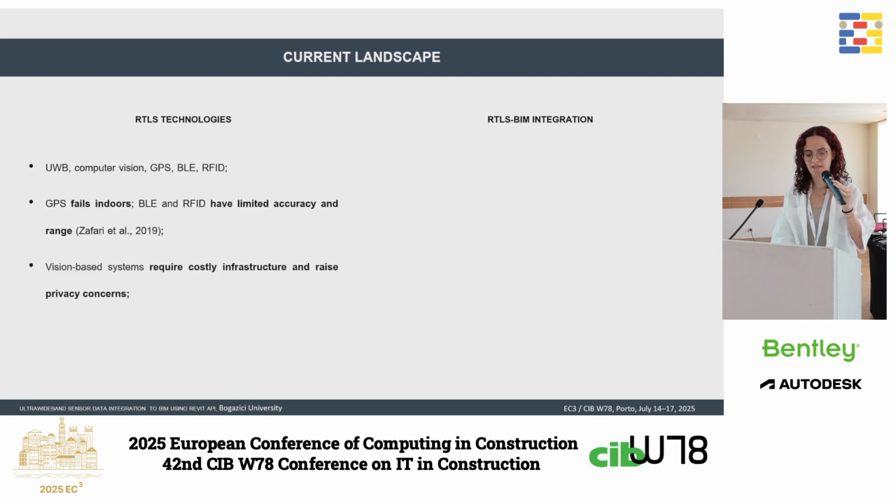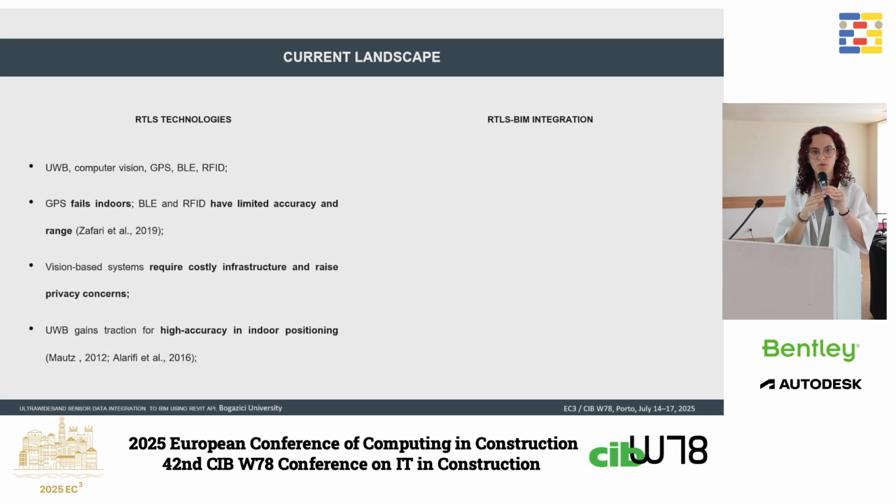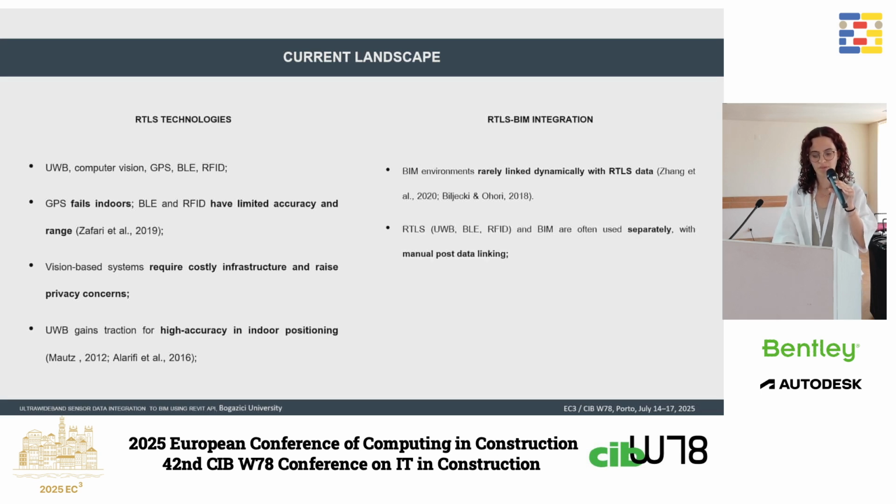Let's look at the current landscape. UWB, computer vision, global positioning system, Bluetooth low energy, and radio frequency identification are commonly used in construction. But global positioning systems fail in indoor environments. Bluetooth low energy and RFID have limited accuracy and range. Vision-based systems require costly infrastructure, and they may raise privacy concerns. UWB gains traction for high-accuracy indoor positioning. BIM environments rarely link dynamically with RTLS data, and they still lack the integrations.